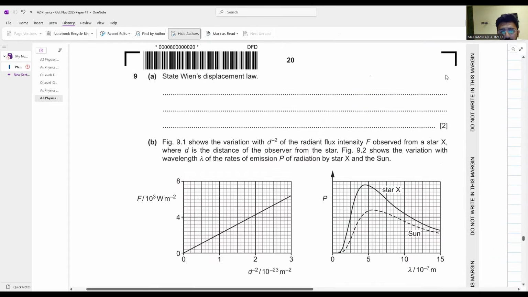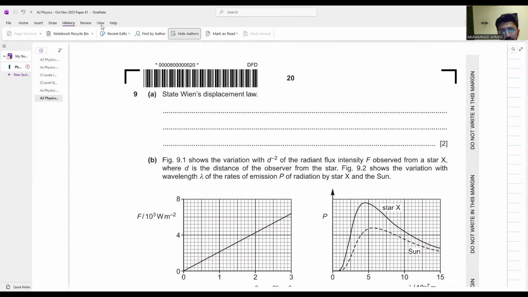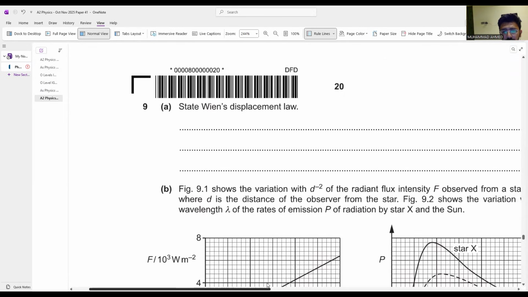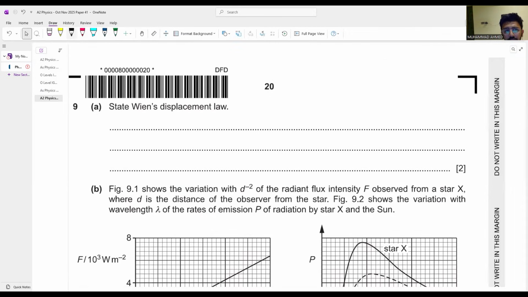What is written? State Wien's displacement law. Very very easy. What did Wien's displacement law state? Let me change the color, I don't like writing with black. Wien's displacement law used to state that the wavelength at which maximum rate of emission occurs is inversely proportional to the thermodynamic surface temperature. So write here.